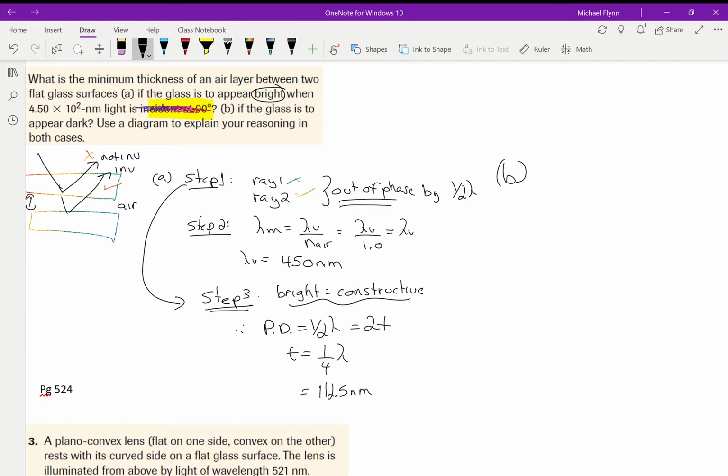Now in B, step 1 is the same. So I don't have to redo step 1. Let's go straight to step 3. Steps 1 and 2, these two steps are the same. So let's go straight to step 3.